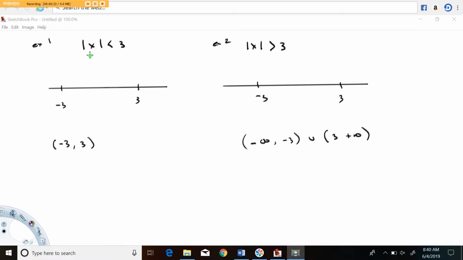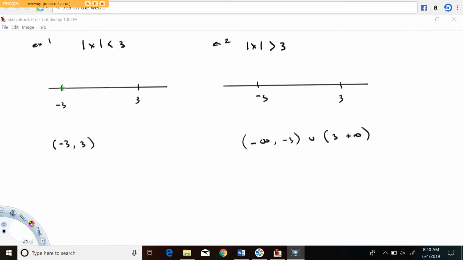If we put 1 in, the absolute value of 1 is less than 3, that solves it. 2 solves it. Negative 1, the absolute value is 1, that's less than 3, that solves it. Negative 2 solves it. Negative 4, however, does not solve this because the absolute value of negative 4 is 4, and that's not less than 3.